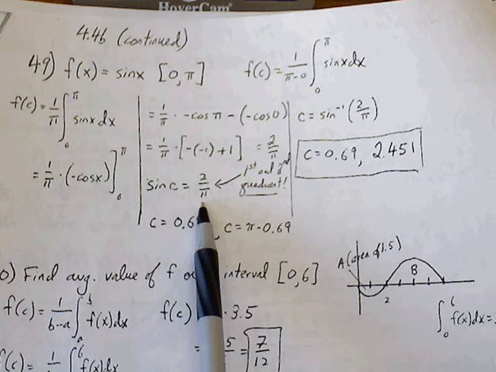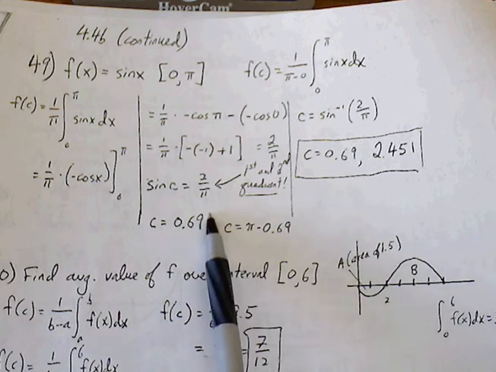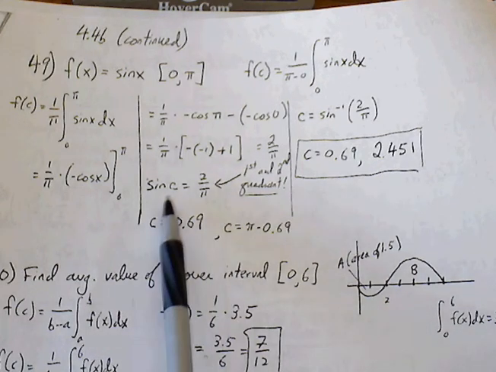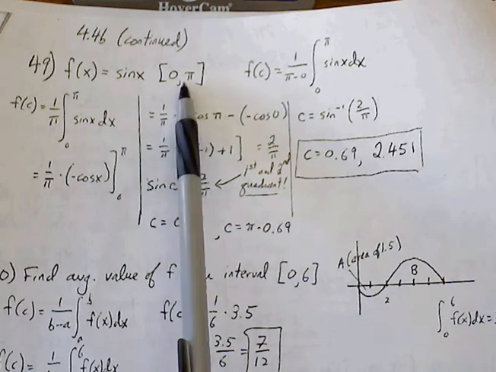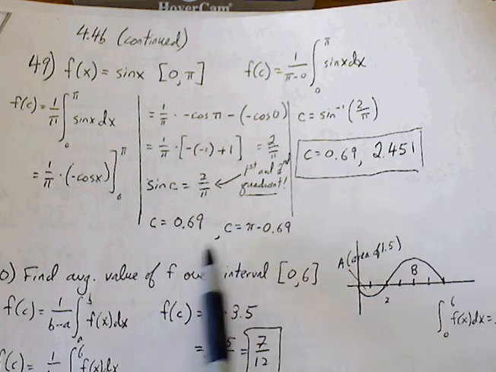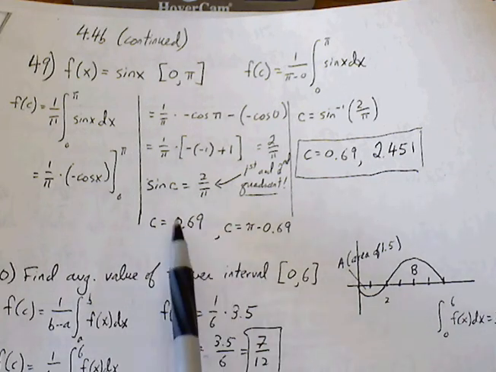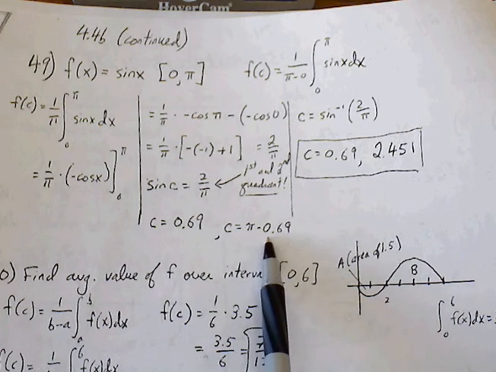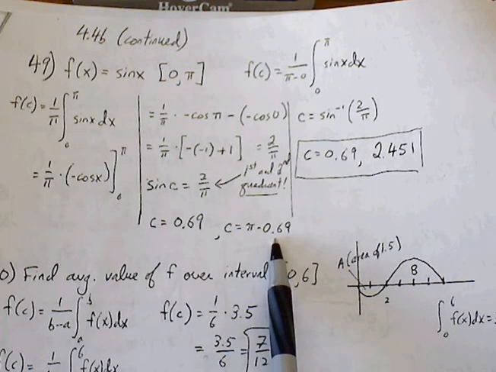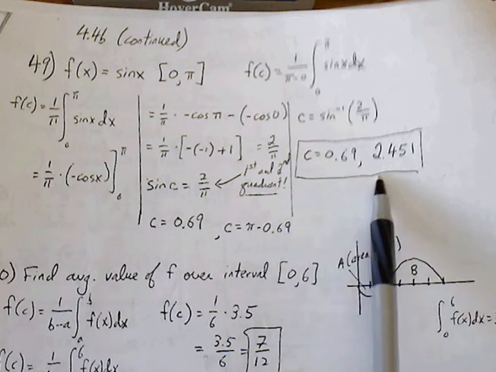Okay. Now, 2 over pi, we want to find out when sine is equal to 2 over pi. We're only looking at the first and second quadrants, right? Because our bounds are from 0 to pi. So then, plug in the calculator, we're going to get 0.69 is our c value, and the other c value is going to be pi minus 0.69. So we have two values here, 0.69 and 2.451.